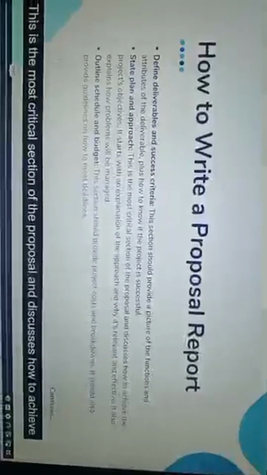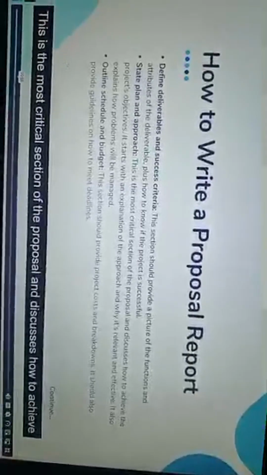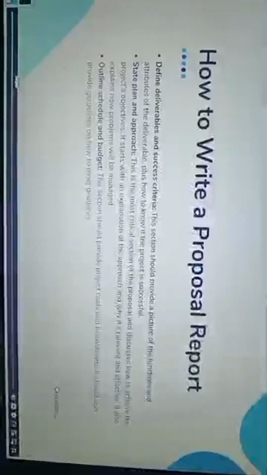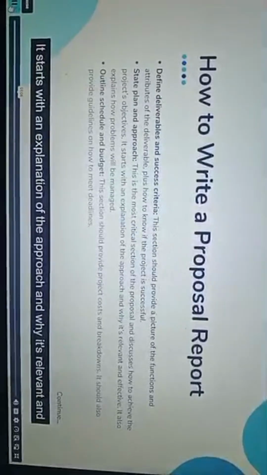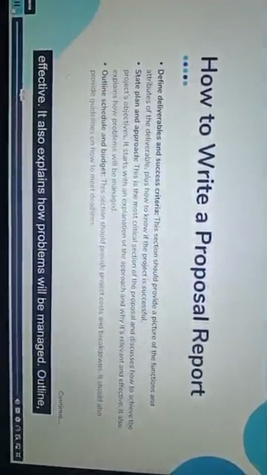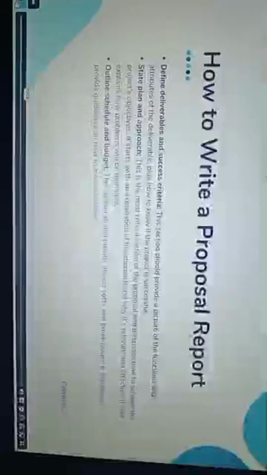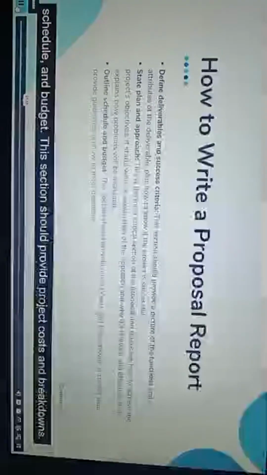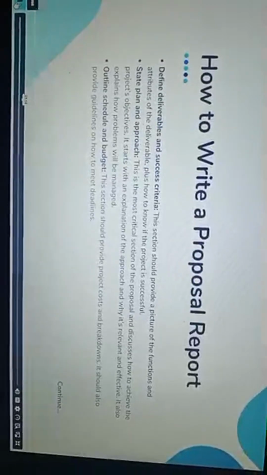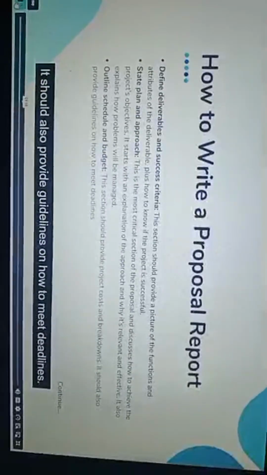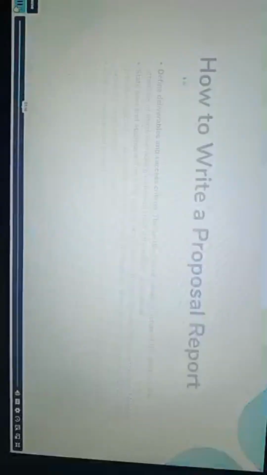Step plan and approach. This is the most critical section of the proposal and discusses how to achieve the project's objectives. It starts with an explanation of the approach and why it's relevant and effective. It also explains how problems will be managed. Outline schedule and budget. This section should provide project costs and breakdowns. It should also provide guidelines on how to meet deadlines.